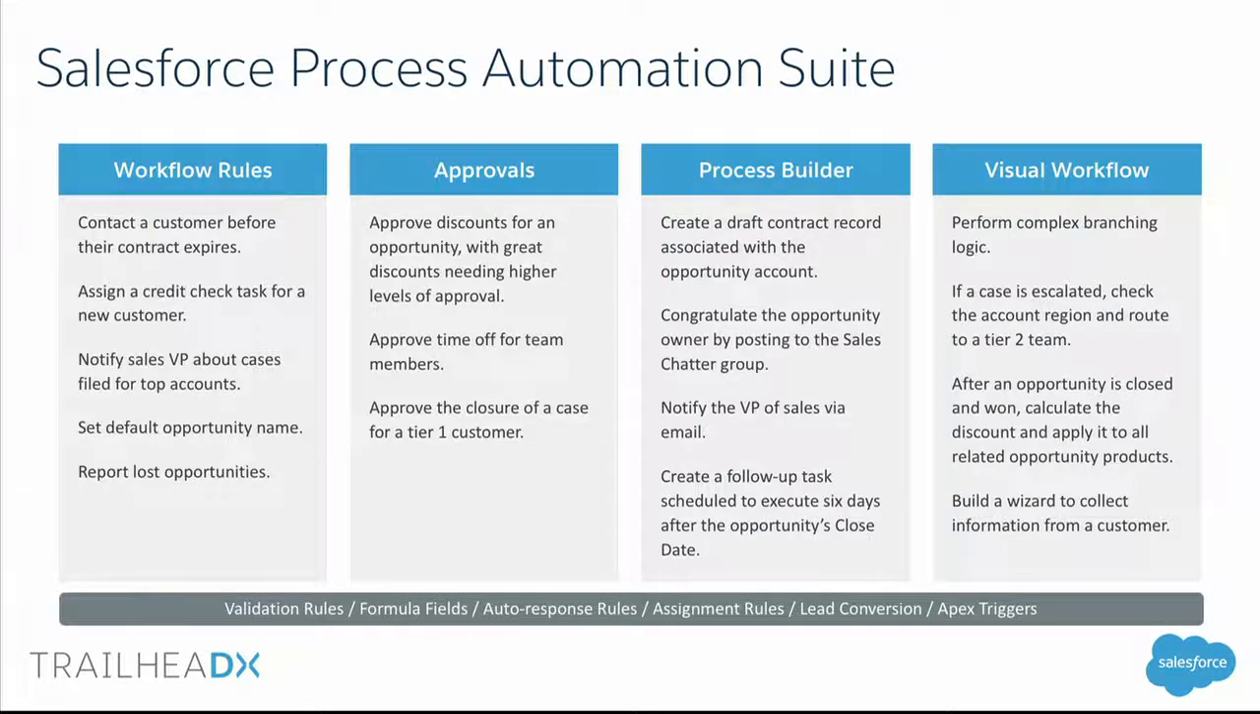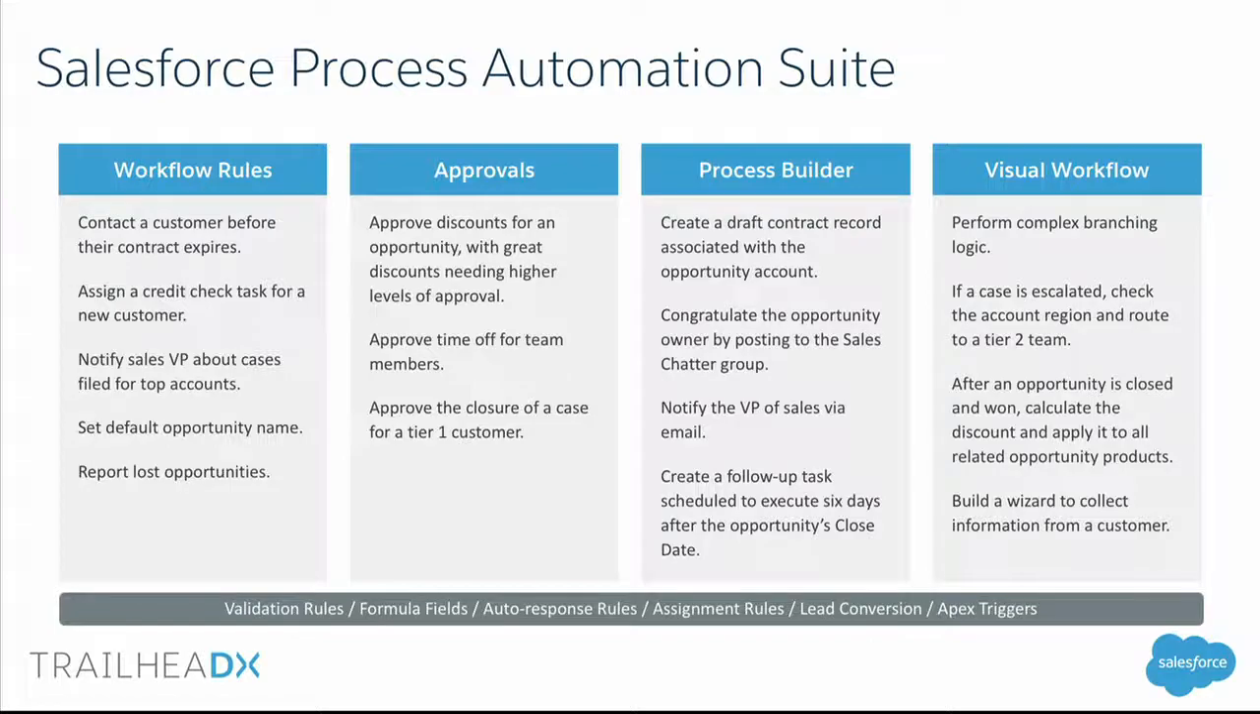Process Builder, if you want to create a draft contract record and associate it to an opportunity account, Process Builder can do that. It can congratulate an opportunity owner by posting something to a chatter group. Some other examples here. Notify VP of sales via email when something happens. Maybe an opportunity is closed won. Maybe a certain discount level has been approved. Maybe a renewal has happened and you're letting them know about that.